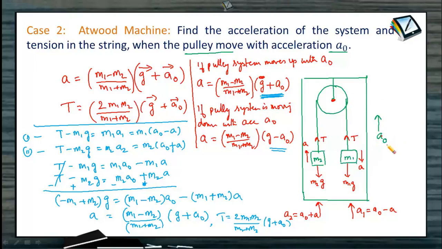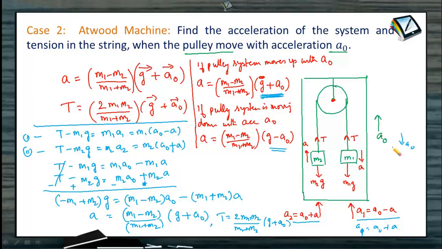When the pulley system is moving, we can take the net accelerations as a1 equal to a naught minus a, and a2 equal to a naught plus a. Imagine the acceleration is in the downward direction. This is the direction in which m1 will move as well as m2, because the pulley takes both masses together. So what will be acceleration a1 here? a1 will be a naught plus a.